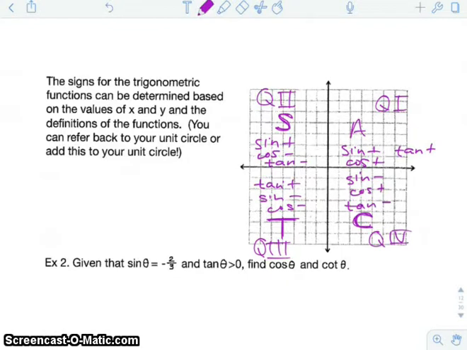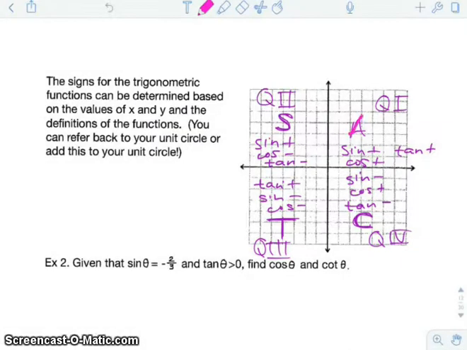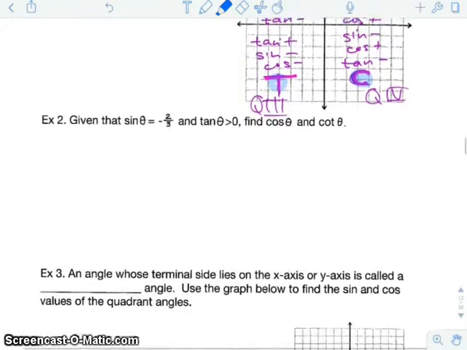There are certain ways to remember these. You can come up with little acronyms and ways to help you remember. Some people remember it as A, S, T, C, starting in one quadrant and going to the fourth, as "all students take calculus." That's just one mnemonic device, but there are other ones you can come up with. It really wouldn't be a bad thing to add this to your unit circle. It might be pretty helpful.